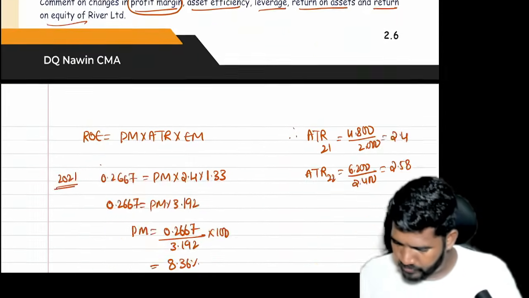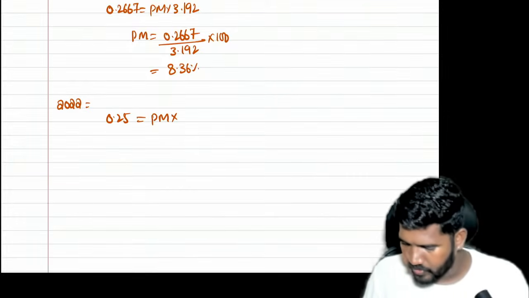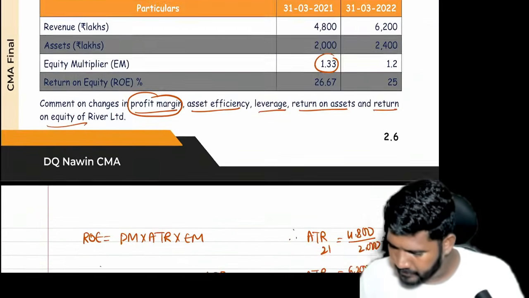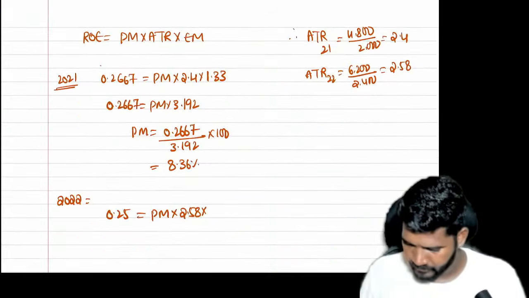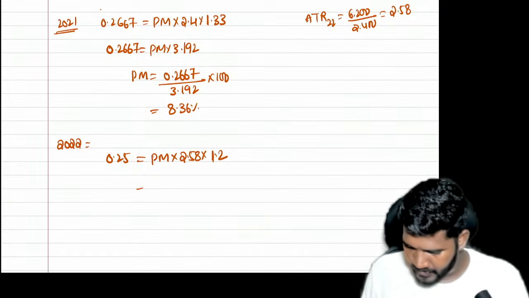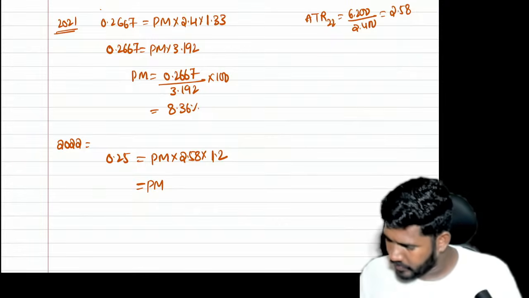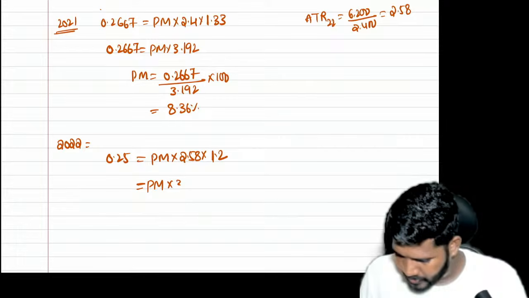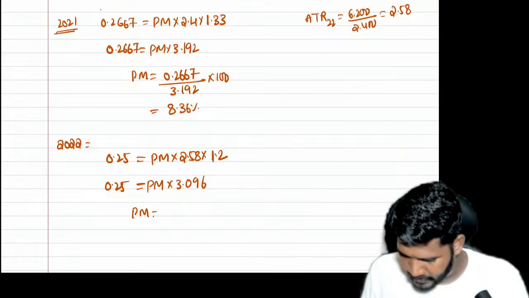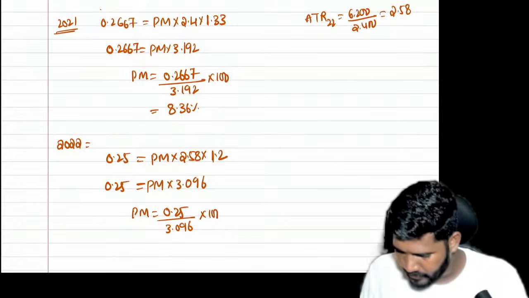When it comes to 2022, return on equity is 0.25. I don't know profit margin, I know asset turnover ratio 2.58 and equity multiplier 1.2. Now profit margin equals to 2.58 times 1.2, which is 3.096. So profit margin equals 0.25 divided by 3.096 into 100, you will get a profit percentage.